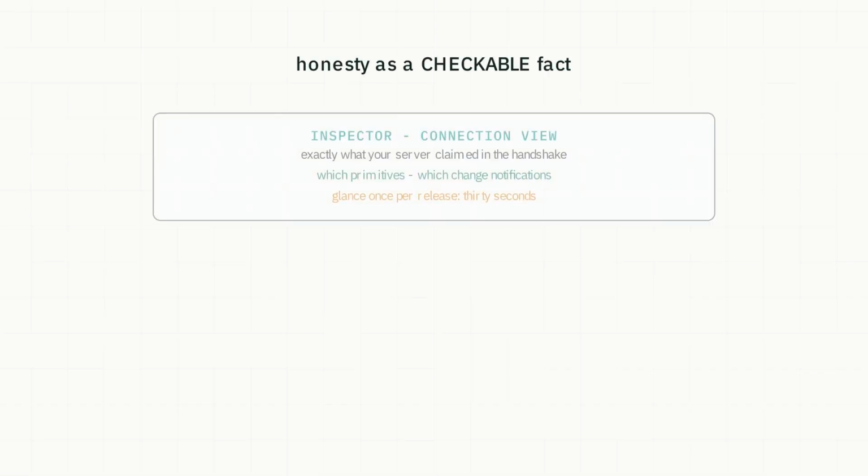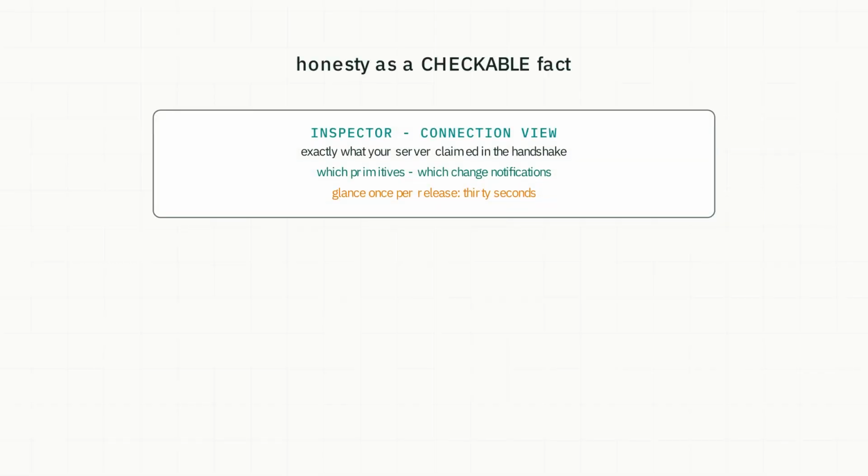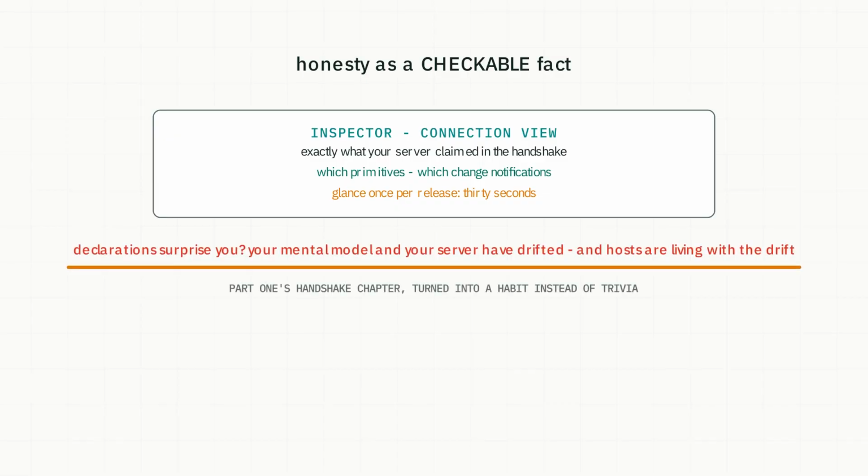And you can see your declarations, which turns honesty into a checkable fact. The inspector's connection view shows exactly what your server claimed in the handshake, which primitives, which change notifications. Glance at it once per release. If the declarations surprise you, your mental model and your server have drifted, and hosts are living with the drift. Thirty seconds of verification, and the handshake chapter of Part 1 becomes a habit instead of trivia.